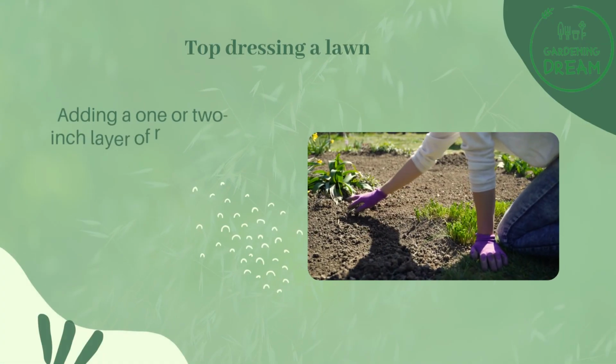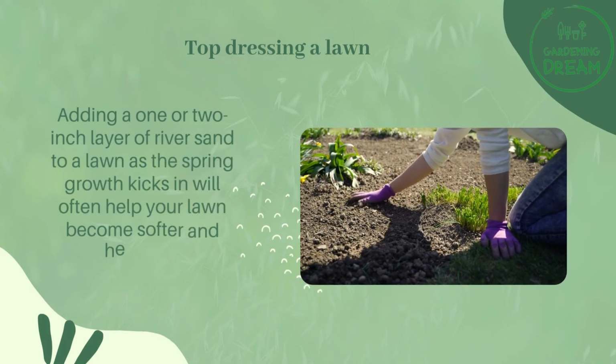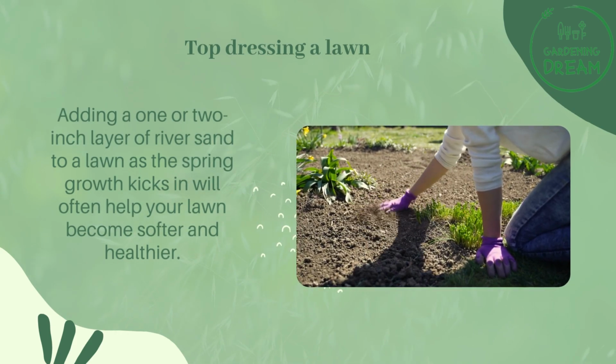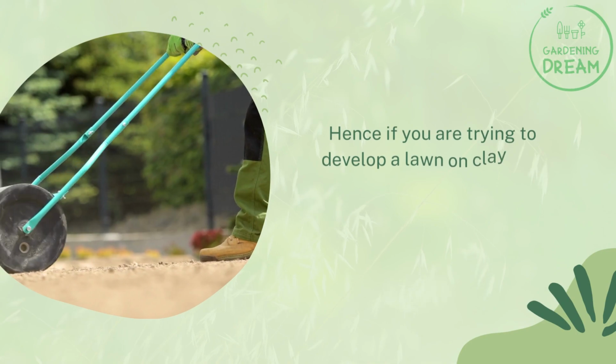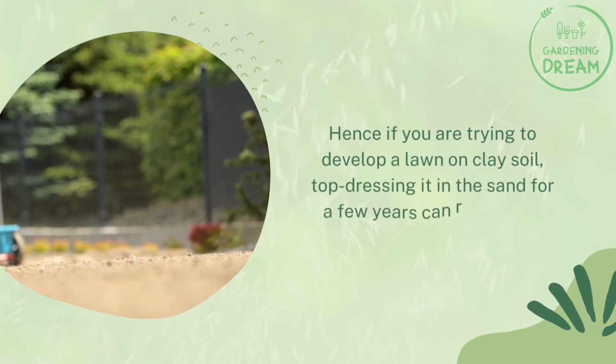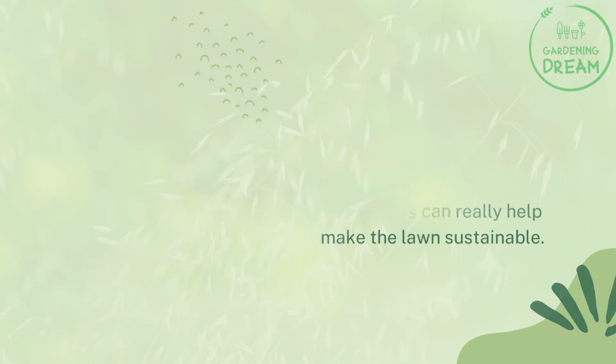Top dressing a lawn. Adding a 1 or 2 inch layer of river sand to a lawn as the spring growth kicks in will often help your lawn become softer and healthier. Hence, if you are trying to develop a lawn on clay soil, top dressing it in the sand for a few years can really help make the lawn sustainable.